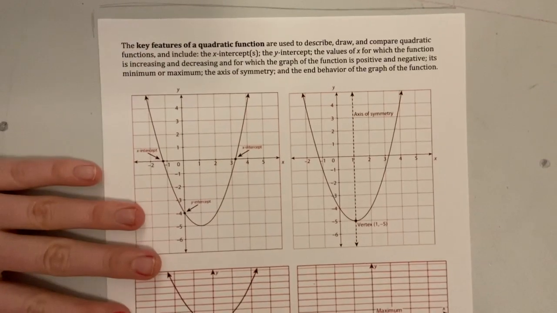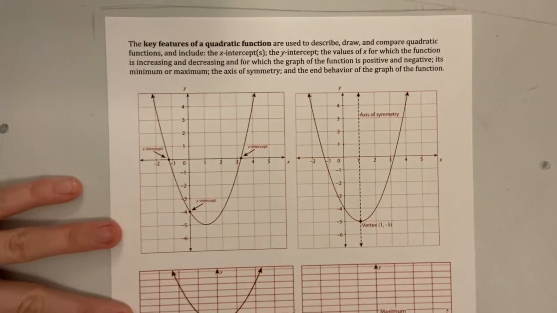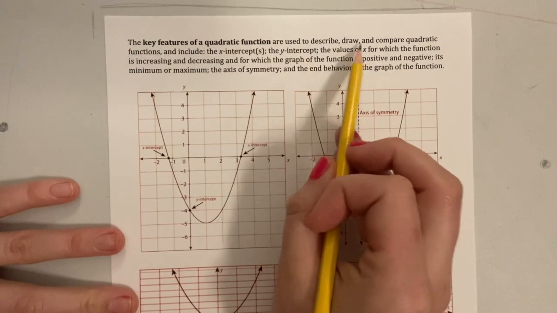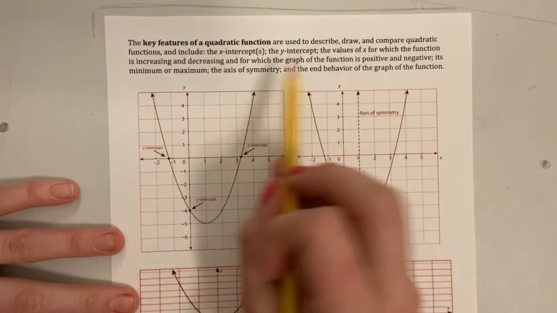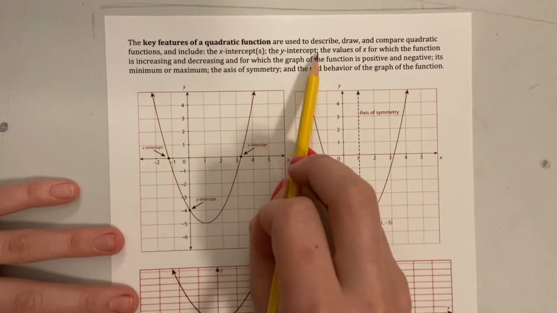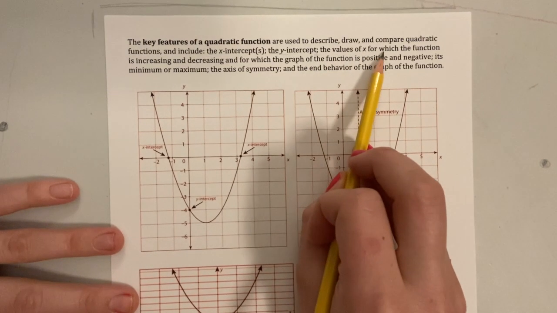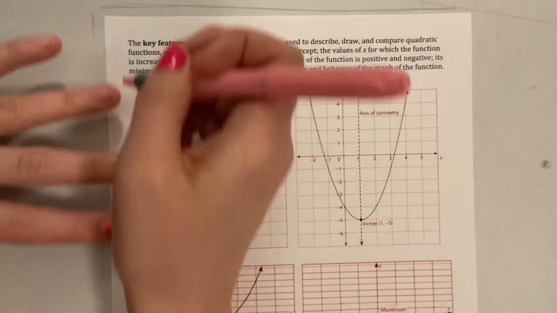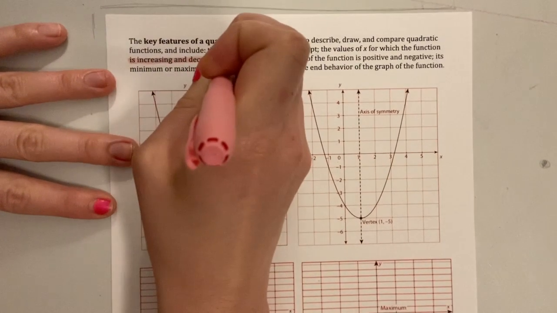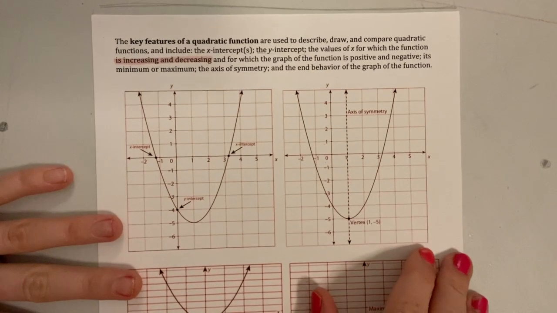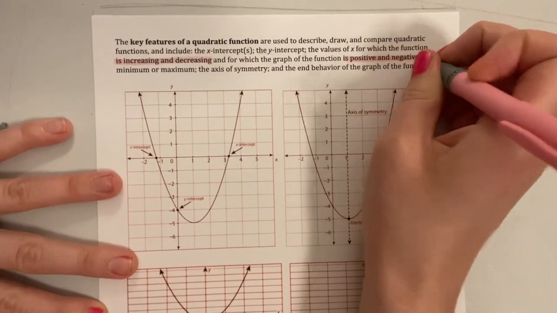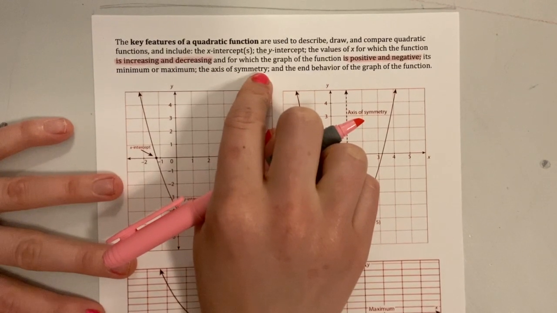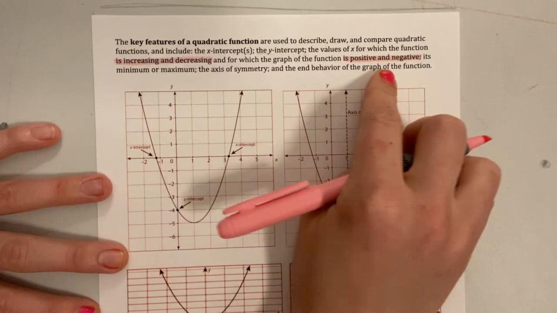And then lastly, this just kind of puts everything together. It says that the key features of quadratic functions are used to describe, draw, and compare quadratic functions. That includes the x-intercepts, the y-intercepts, the values of x for which the function is increasing and decreasing. We didn't talk about that on the other page, so we'll address that. And for which the graph of the function is positive and negative, its minimum or maximum, which we talked about, the axis of symmetry, and then the end behavior of the graph of the function.